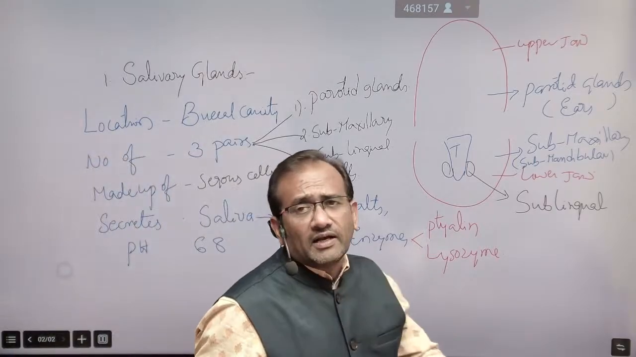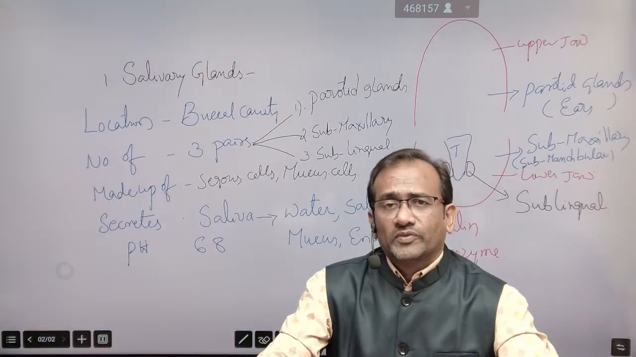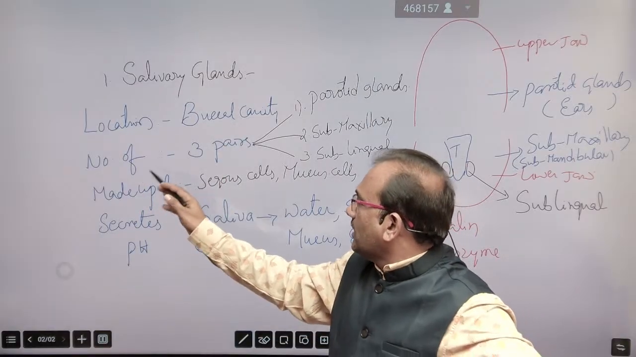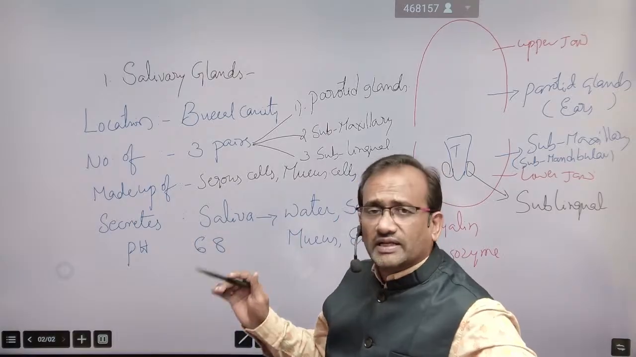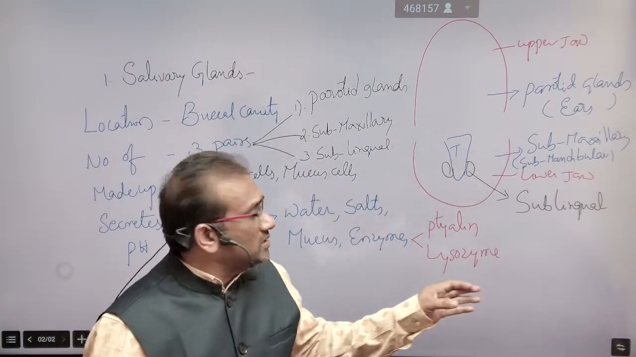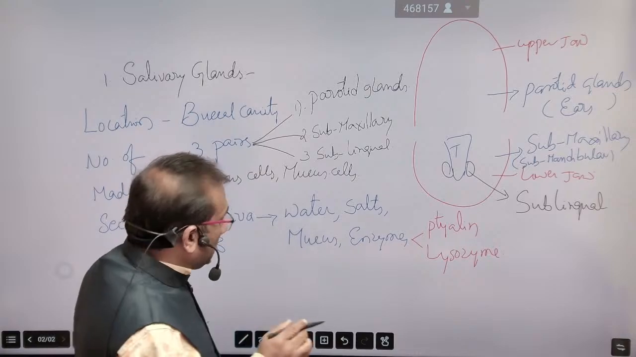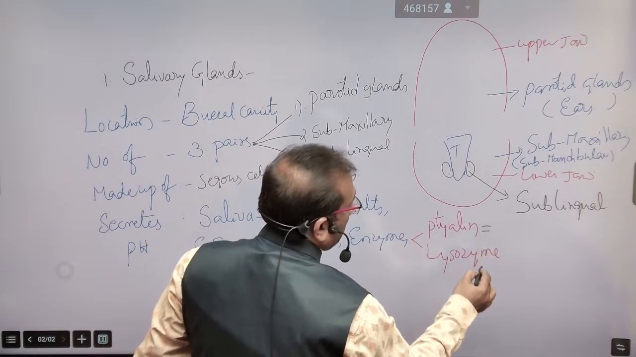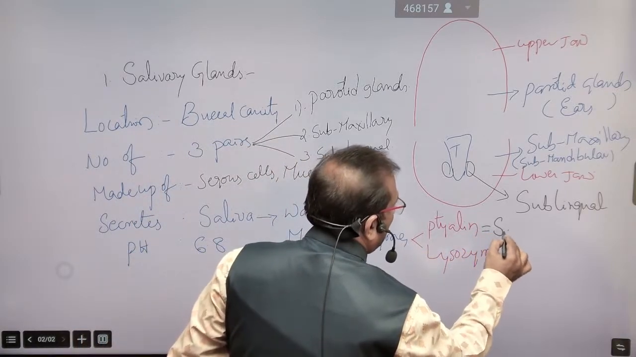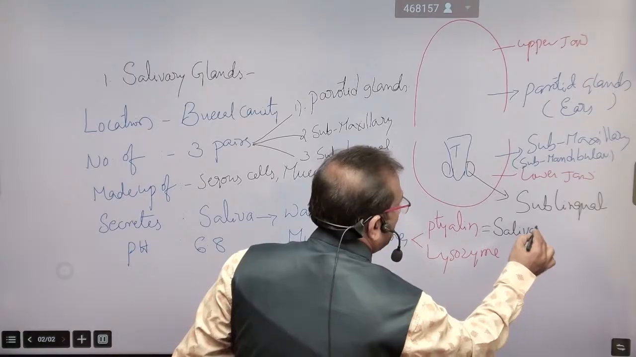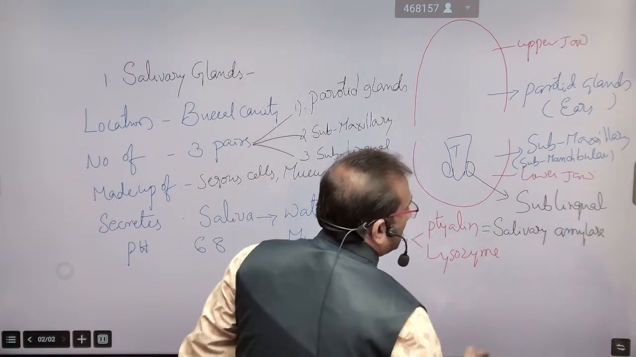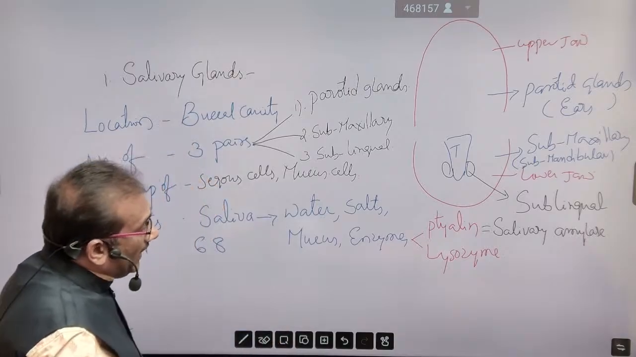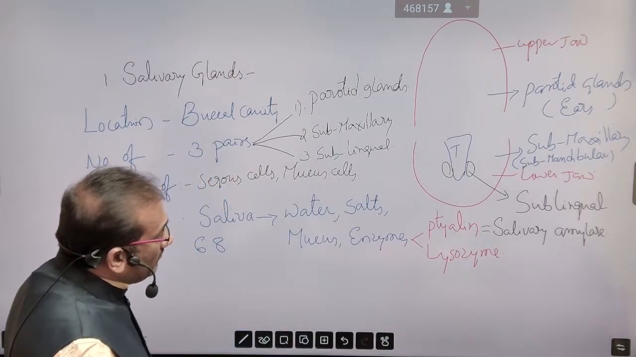Okay, these are the salivary glands. Location, buccal cavity. There are 3 pairs. They are made up of serous and mucus cells. They secrete saliva. Saliva contains water, salts, mucus and enzymes. Here, ptyalin, whose other name is salivary amylase. So salivary amylase is another name for ptyalin.